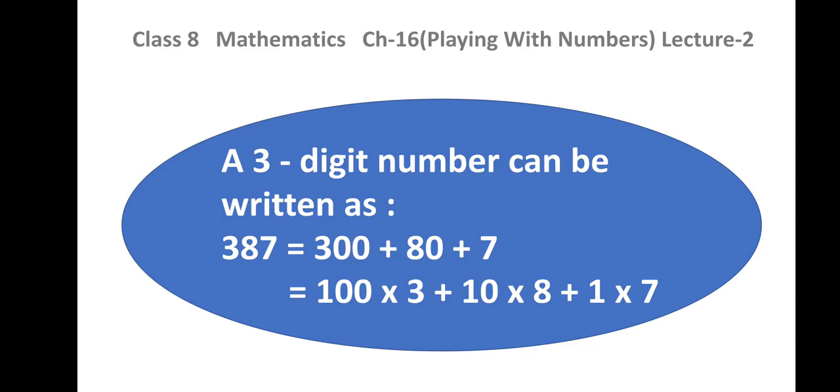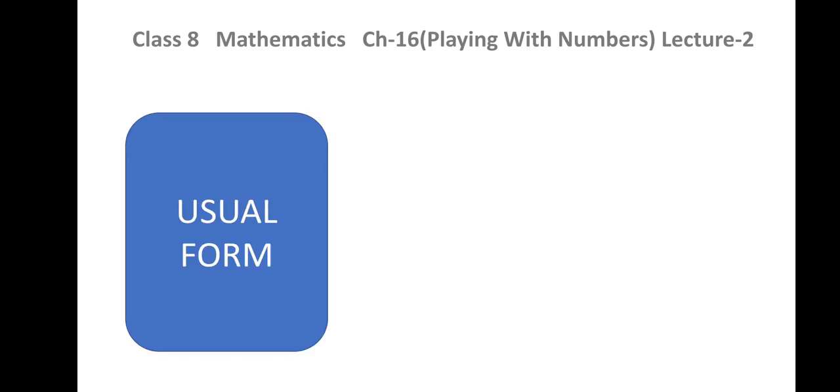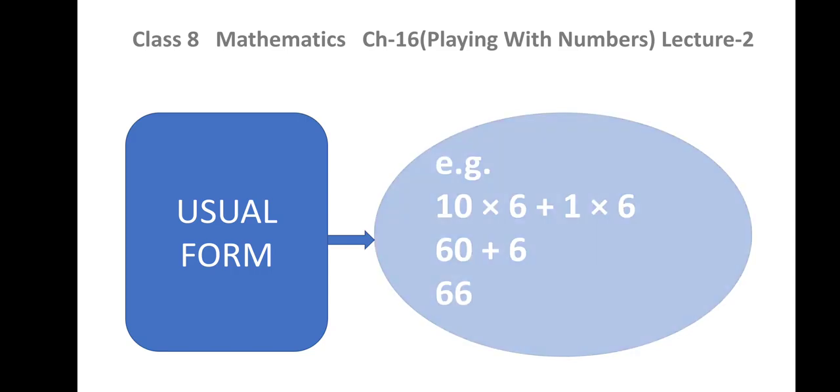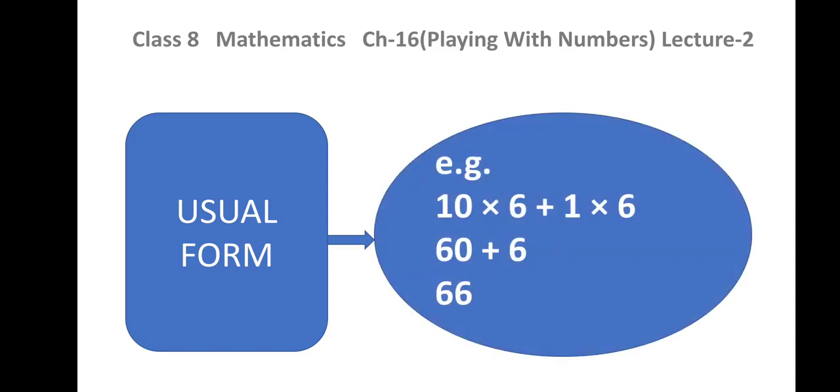1 into 7. Now we will see how to represent a 2-digit number in usual form. I have taken the example 10 into 6 plus 1 into 6, which is given to us, and we need to represent it in the usual form. And we know that the digit at 10's place will be multiplied by 10. The digit at 1's place will be multiplied by 1. So it will be 10 into 6, so it will be 60, plus 1 into 6, which is 6, and it will be 66.